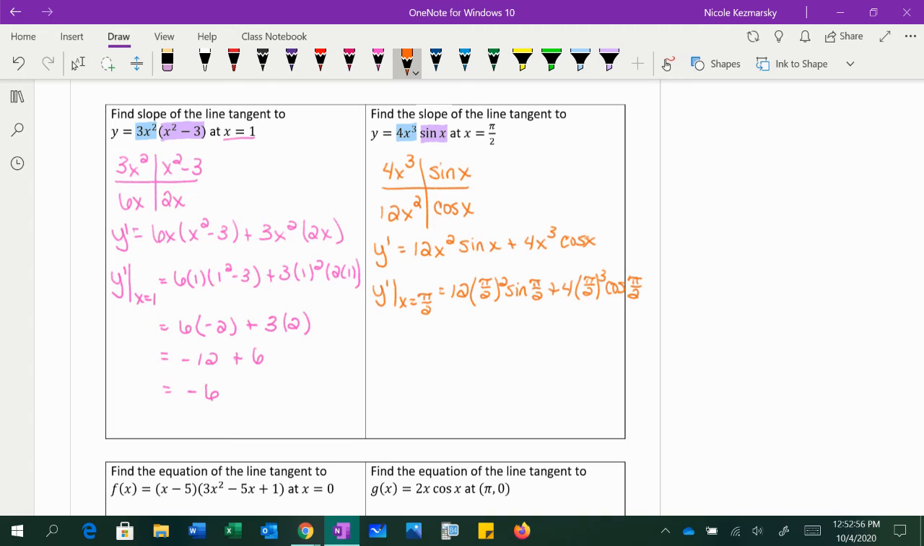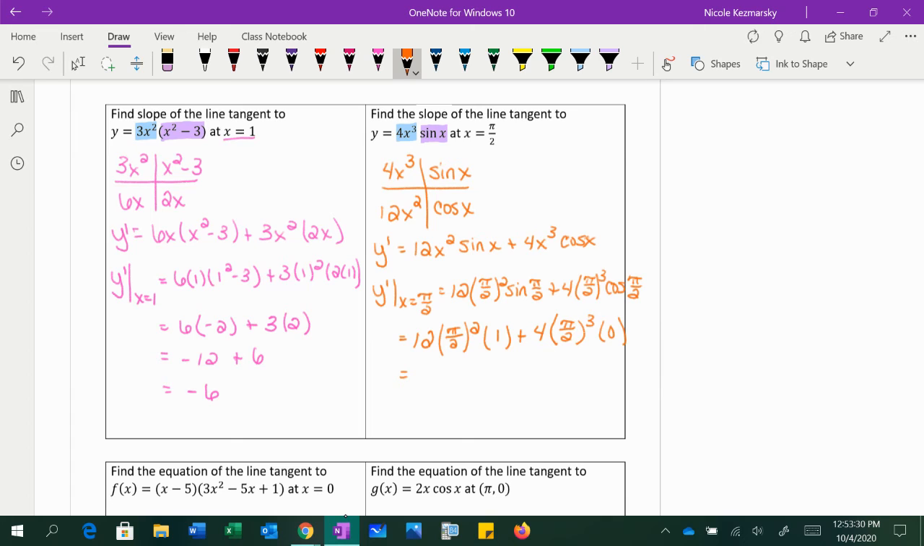Taking pi over 2 and squaring it and cubing it is a little unreasonable, but we can go ahead and take the sine and the cosine of pi over 2. So I'm going to say 12 pi over 2 squared. Sine of pi over 2 is 1, because it's the top of the unit circle. The y value is 1, plus 4 times pi over 2 cubed. Cosine of pi over 2 is 0, because that's the x value at the top of the unit circle.